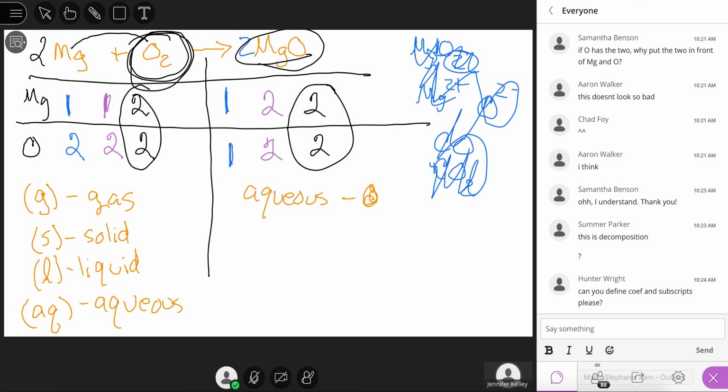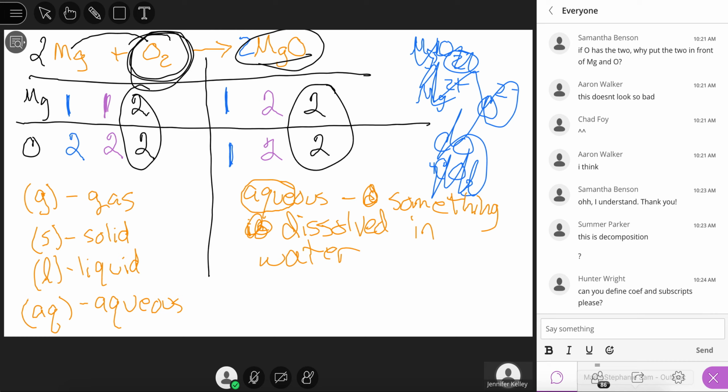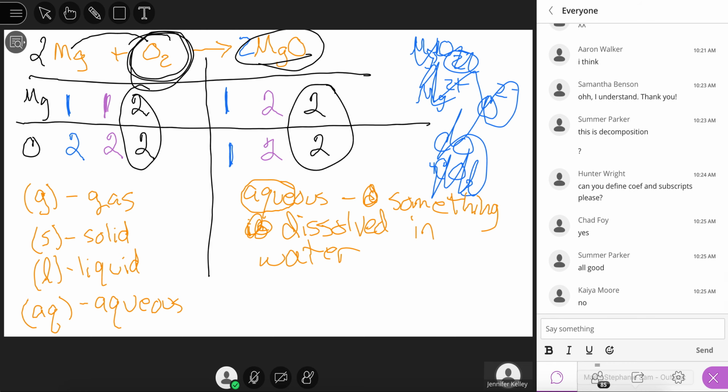Aqueous means dissolved in water. Some ionic compound, well, just something. You can kind of remember that because it's got this piece right here that's almost aqua, which means water. All right. Anybody need a second on this page before I go to the next one? Okay. Just let me know when you're done, Chad.